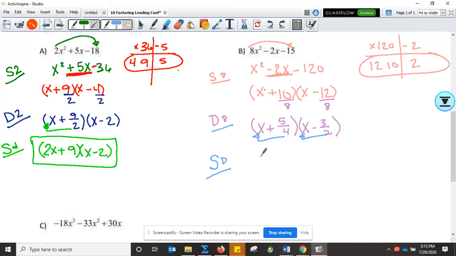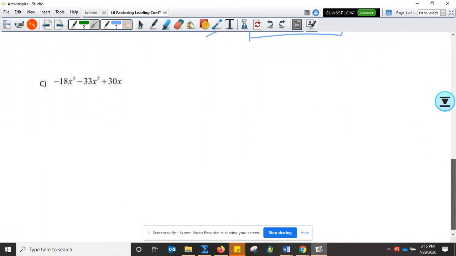So I get 4x plus 5, 2x minus 3. And that's your final answer. Okay, remember, if you have any questions, be sure to write them down on your notes so that when we're together or when you're with your teacher, you can definitely ask her.